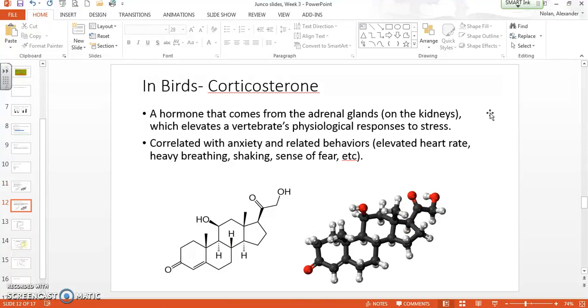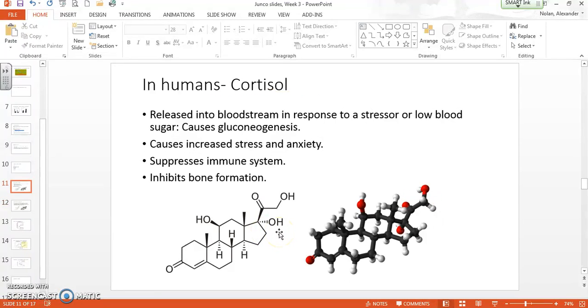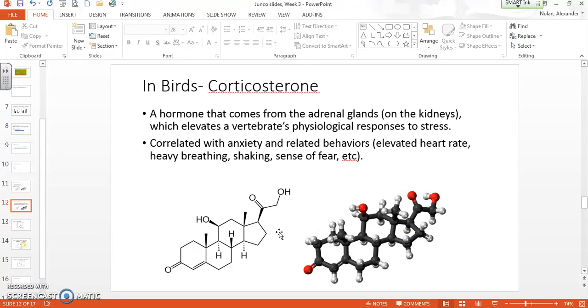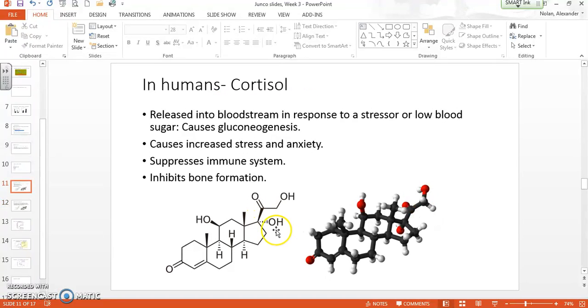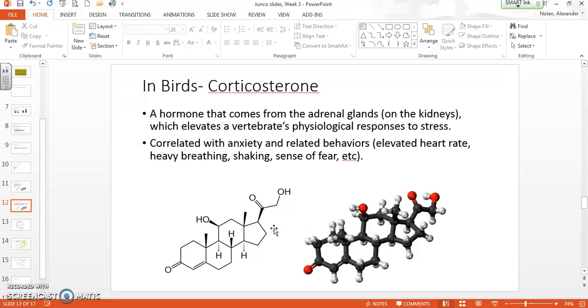But in birds, the chemical that we're looking at is called corticosterone. It's a very close relative of cortisol. It's just tiny little differences. If you look right here, where my cursor is, you'll notice there's just one little difference between these as I go back and forth between the slides. It's this hydroxide group, this little OH. This is the difference between what birds have and what we have. We have this extra little OH group, this hydroxide group, and birds don't have it.